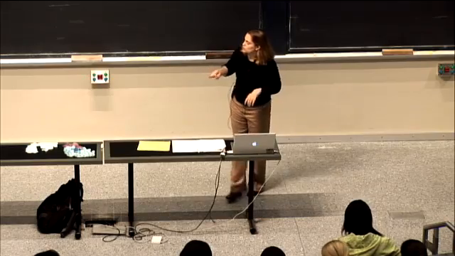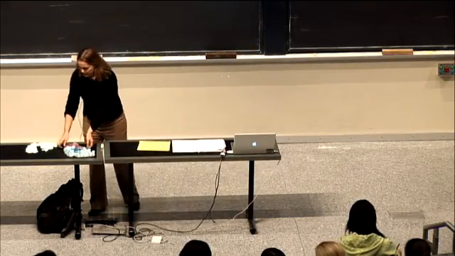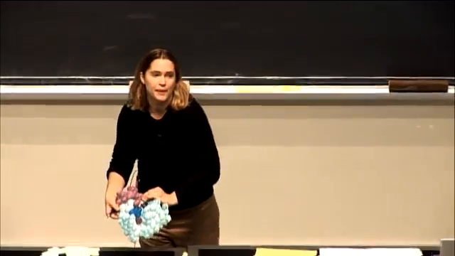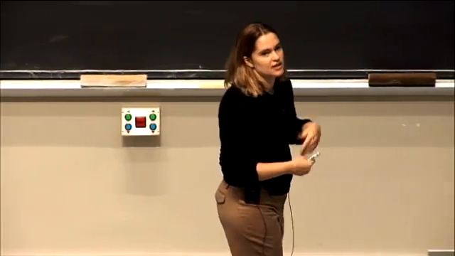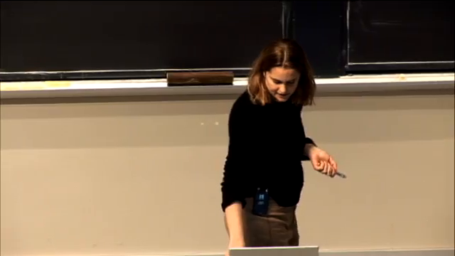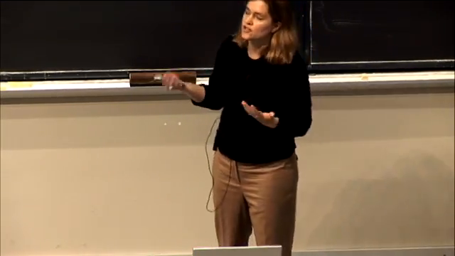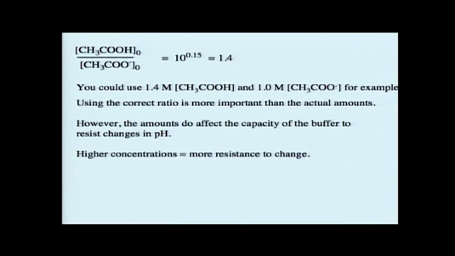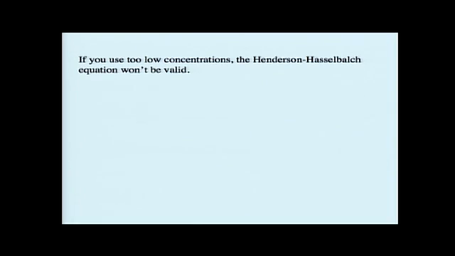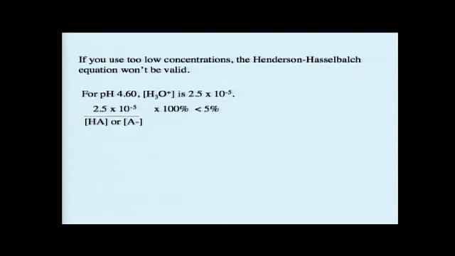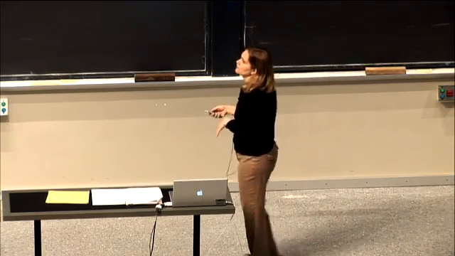So in the example I told you about, the buffer in the blood was pretty good, but the acid was so much that it overwhelmed the buffering capacity. So if there had been larger concentrations of the buffer, that would have certainly helped in that case. So the higher the concentrations you use, the more resistant to change. And that's the idea of buffering capacity. And if you use too low concentrations, then your Henderson-Hasselbalch equation won't even be valid. So we can go back and calculate the minimum concentrations we need to use for Henderson-Hasselbalch to be valid to meet that 5% rule.